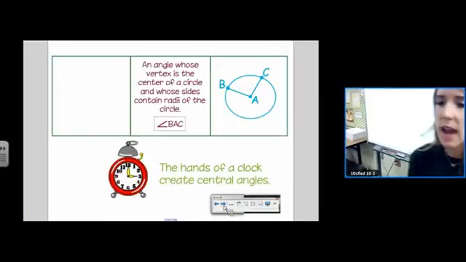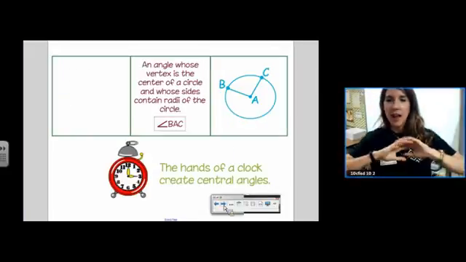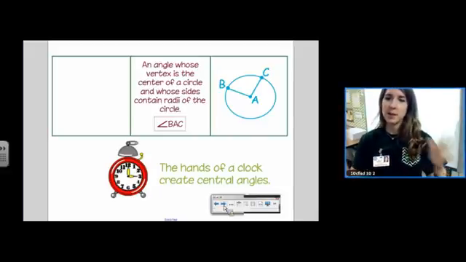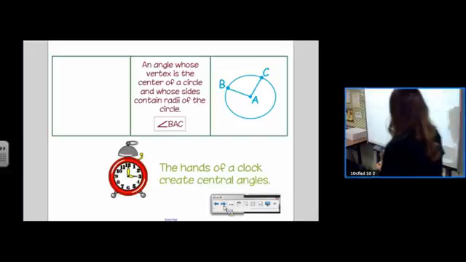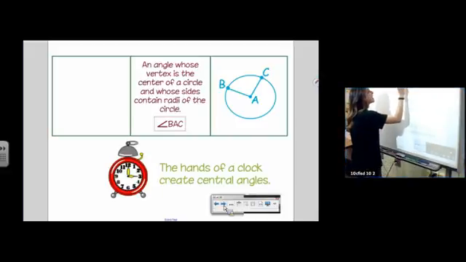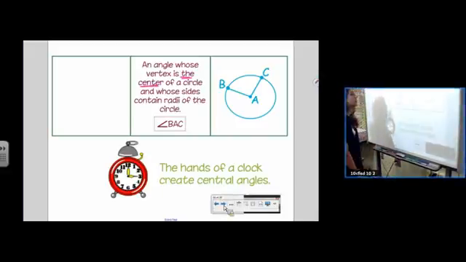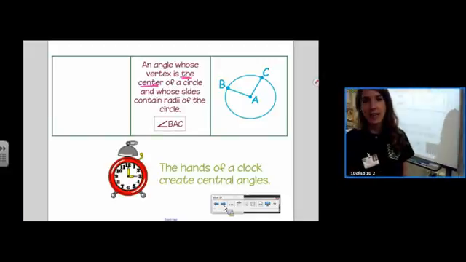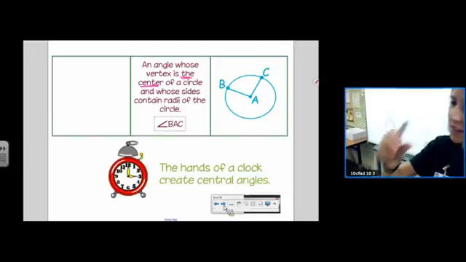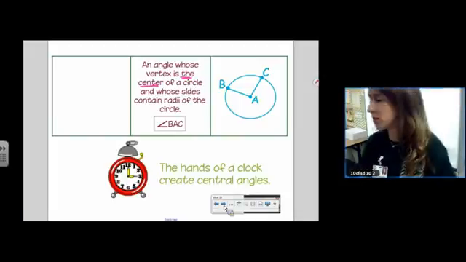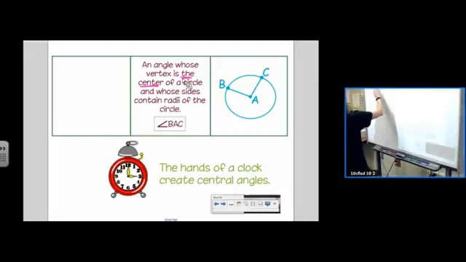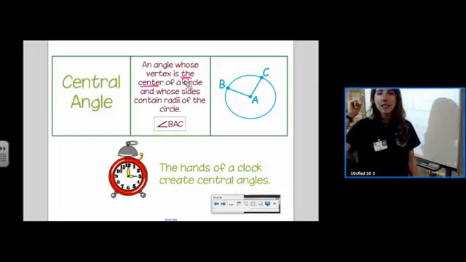Next one. Ooh, now we're moving into angles. So lines we're done with, segments we're done with, arcs we're done with. Now we're going to talk about a couple angles. An angle whose vertex, keyword, is the center of the circle, and its sides contain the radii of the circle. So, good. If the vertex is on the center, we are going to call it a central angle.